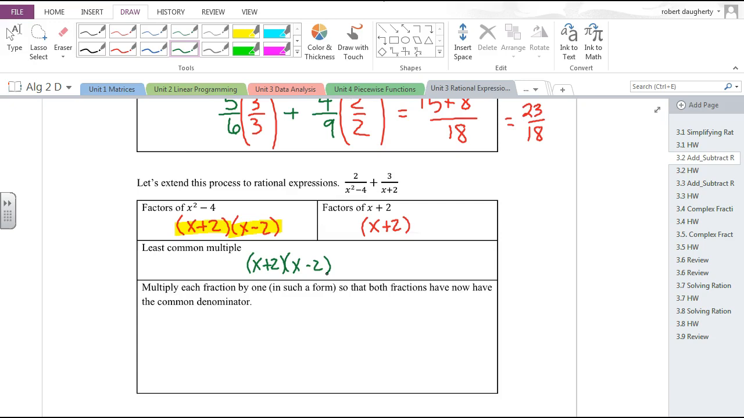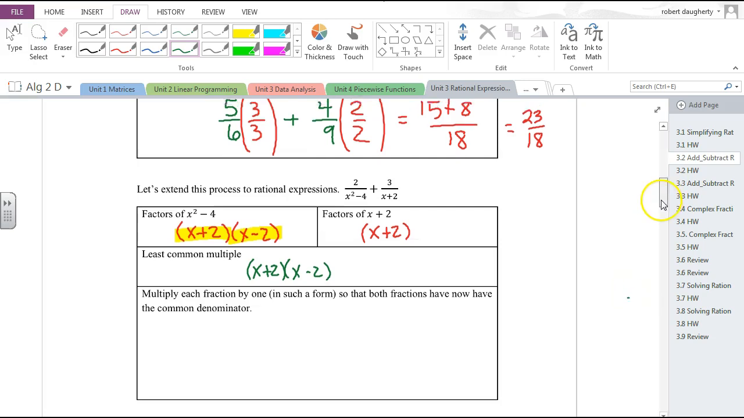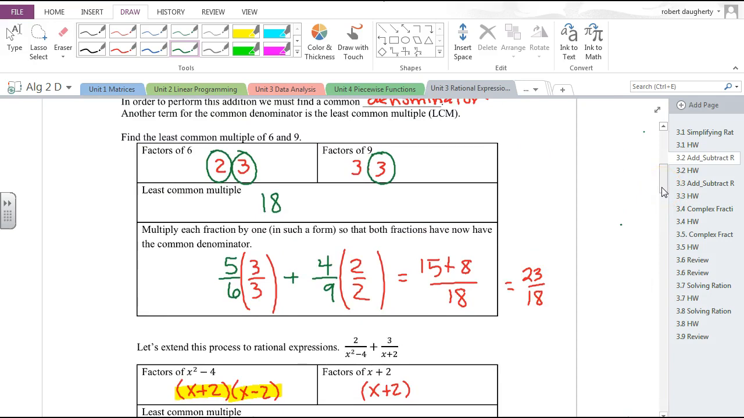Now, if this had been x plus 2 times x plus 2, if there had been two of them, I would need to add one more in that case. That was just sort of like we did here, when we went back up to the numbers. I need a 2 and a 3 in my denominator. This says I need a 3 and a 3. Well, if I do 2 times 3, that gives me a 2, a 3, and I also have two 3's. So you have to pick at least one. You have to pick one of everything that is there in your factorization.